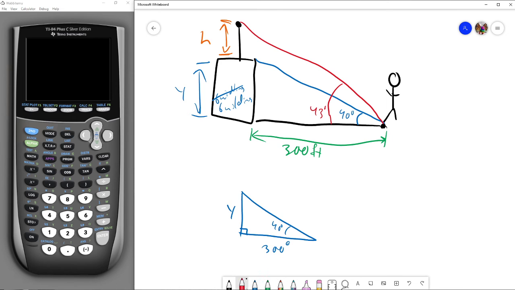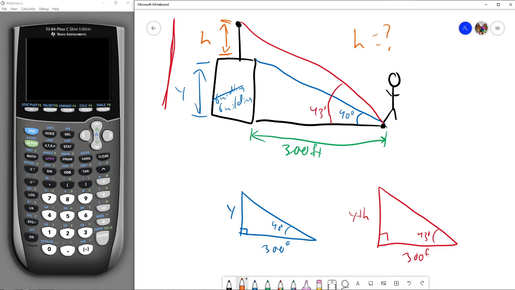Now, what we're interested in is this triangle here, where we have the same base, but our angle here is 43 degrees. And when we think about the height of this triangle, it has to be this entire thing here, right? So that's y plus h. And we want to know, what does h equal? Right, so that was our goal. What does h equal?